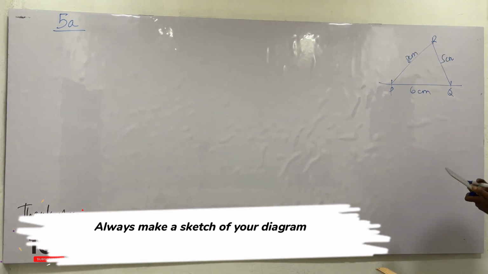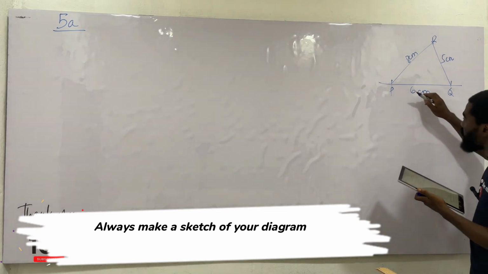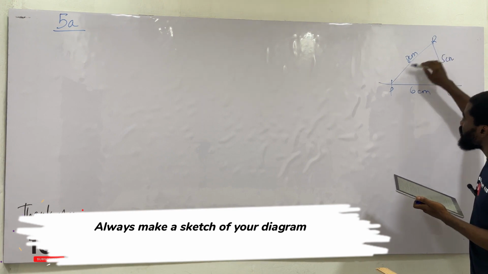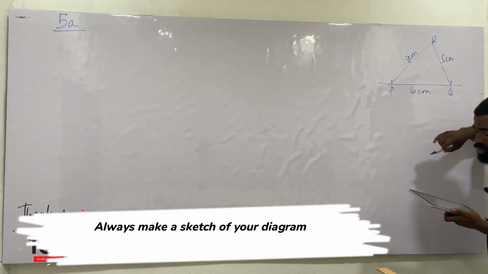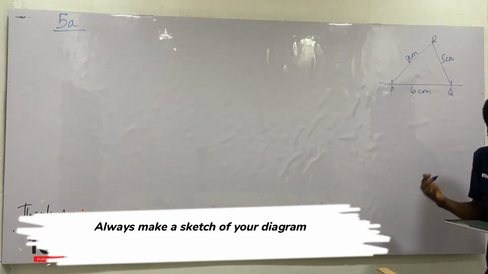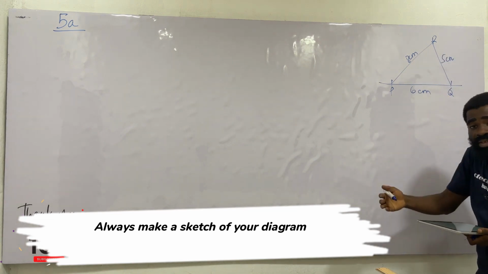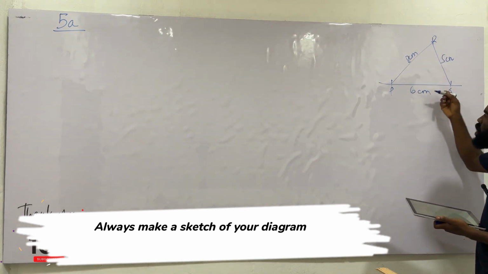Now, it says construct a perpendicular bisector of PR. That means we should divide PR into what? Into 2. That is bisection of line PR. That's another way of saying it. Construct a perpendicular bisector. How do we do that?